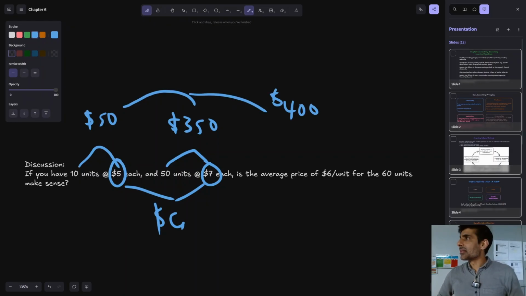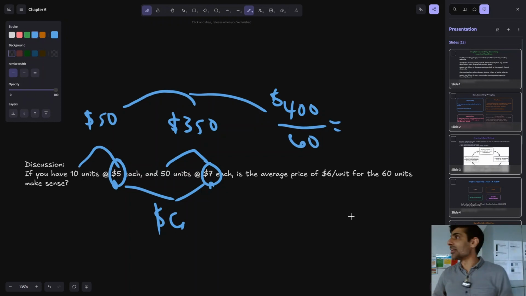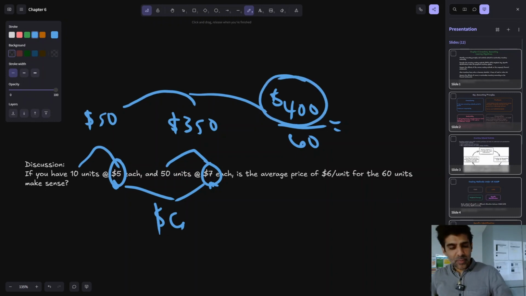And how many units is this? Before we do the math, is it closer to 5 or is it closer to 7? Closer to 7, right? Because there are more $7 units. So what we just did here is basically calculate the weighted average. The average cost is just that, the average price paid is $6. But we also have to factor in how many units of each there are to get the weighted average. The way you do it is to figure out the total value of the inventory divided by the total number of units. It's not more complicated than that.